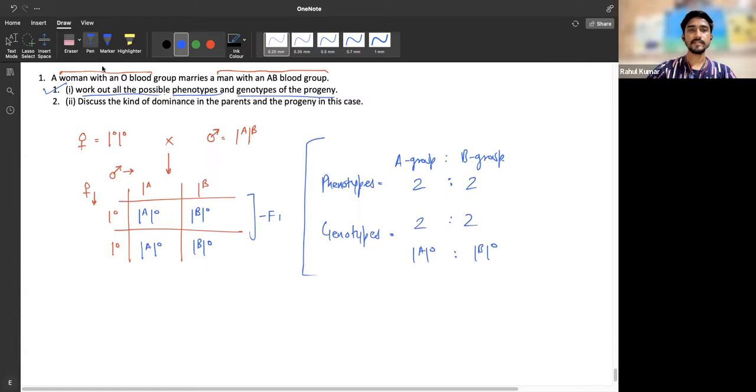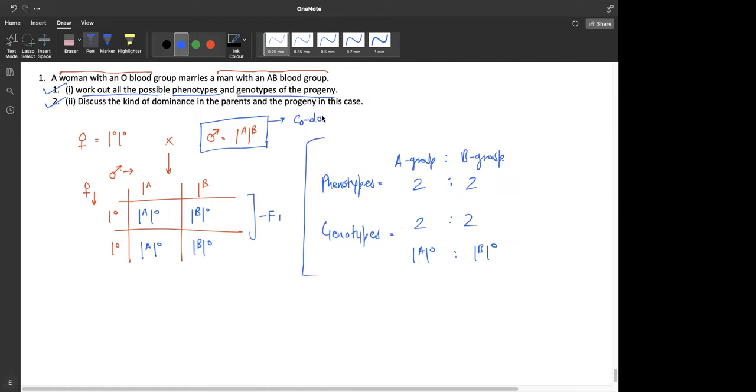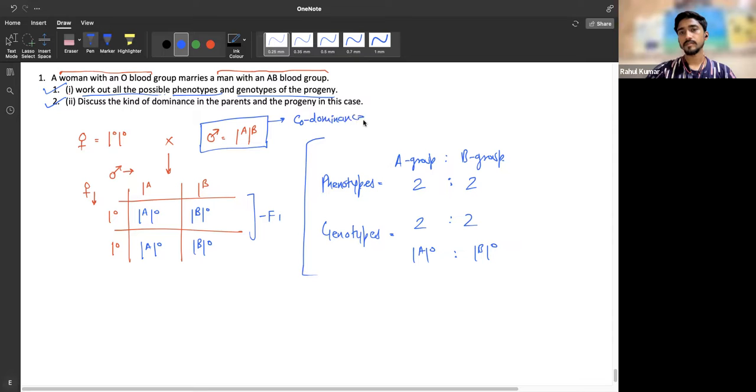The second part tells, discuss the kind of dominance in the parents and the progeny in this case. So talking about parent first. So this is a parent which has what kind of dominance? Codominant. Yes, so the parent has codominance. The male has codominance. And this one? In this case, there is no dominance, right?